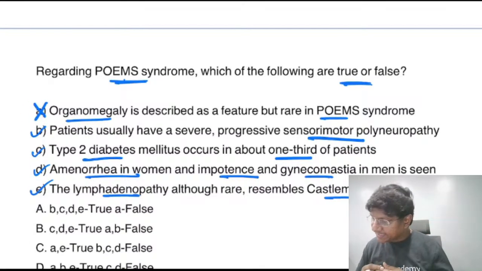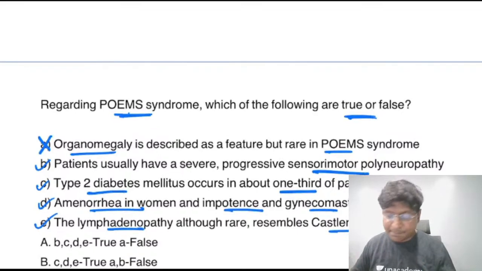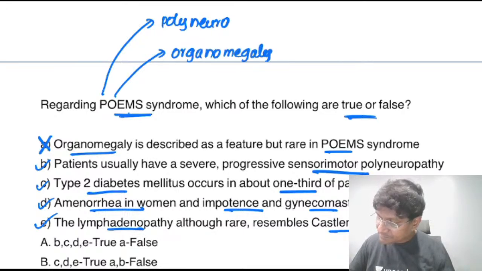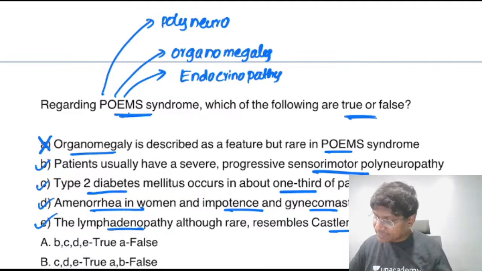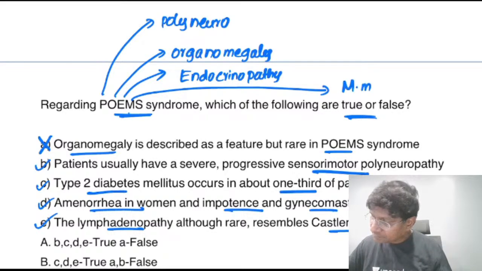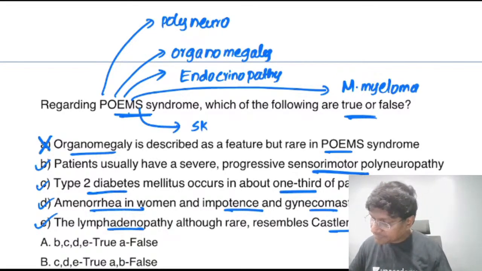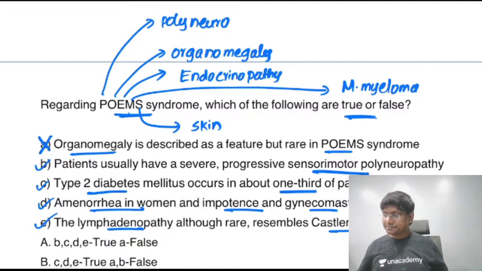POEMS. What does POEMS stand for? The letter P stands for polyneuropathy. The letter O stands for organomegaly. The letter E stands for endocrinopathy. The letter M stands for multiple myeloma. The letter S stands for the changes within the skin.